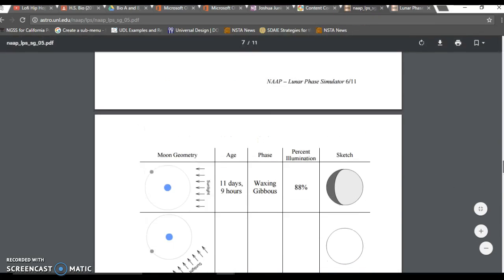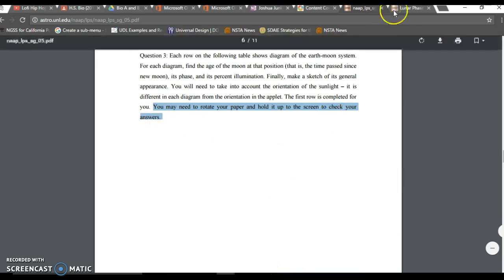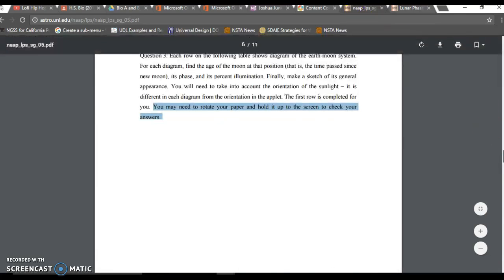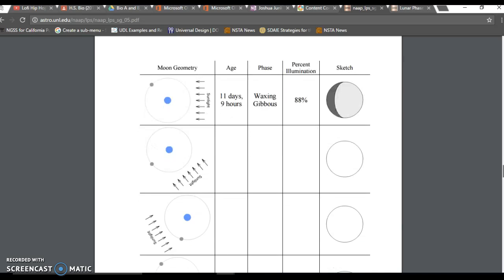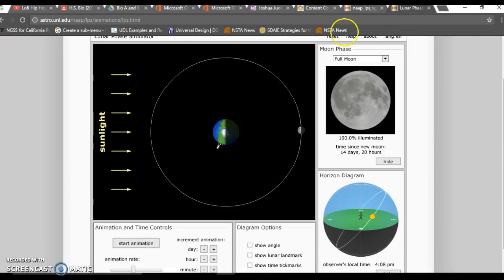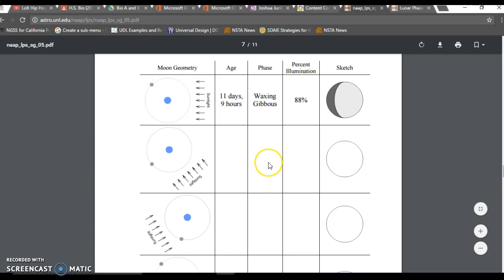The worksheet says in order to complete the stuff, you may need to rotate your paper, your worksheet, and hold it up to your screen to check your answers. So you can take this worksheet right here. Lay this page on your desk and spin it around until you create something that looks like this. And then decide, what is the phase that it's saying? And then you write the phase right here.